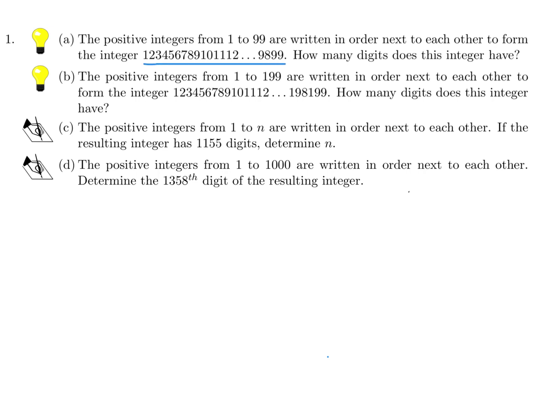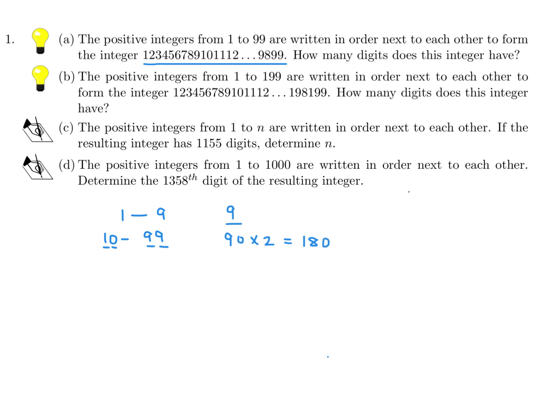So for this big long integer, from 1 to 9, just those numbers, there will be 9 digits. And then from 10 to 99, each of those will have 2 digits, right? 10 has 2 digits, 99 has 2 digits. And how many are there? From 10 to 99 inclusive, there's 90 numbers, and each of them has 2 digits, so 90 times 2, which is 180.